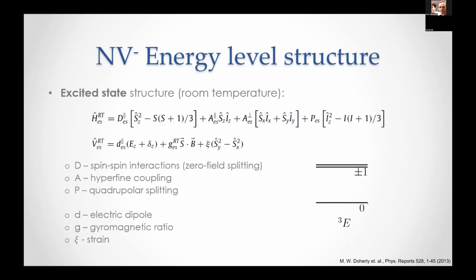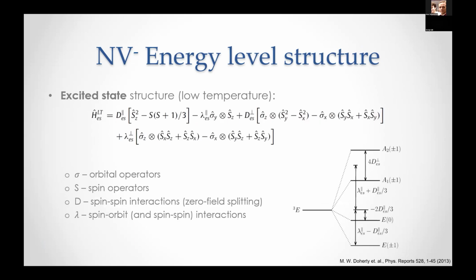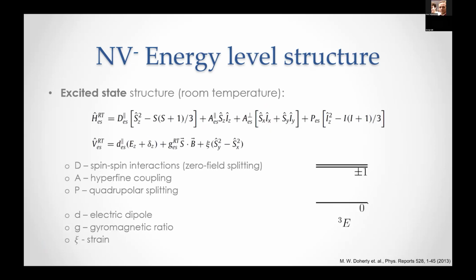However, if you go to room temperature, things become nicer. Why? I don't know. So at room temperature, the orbitals, remember I mentioned that we have two orbitals and a spin triplet, so three spin sublevels. The orbitals average out. So they couple efficiently through phononic couplings in the excited state in a way that preserves the spin structure.